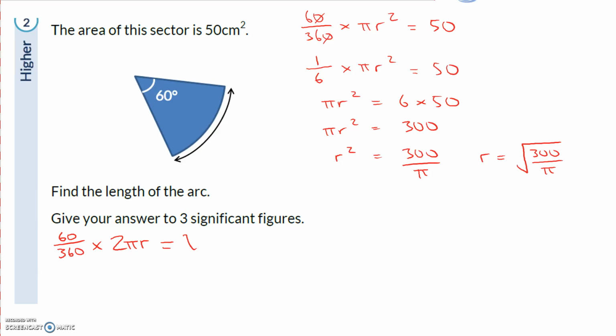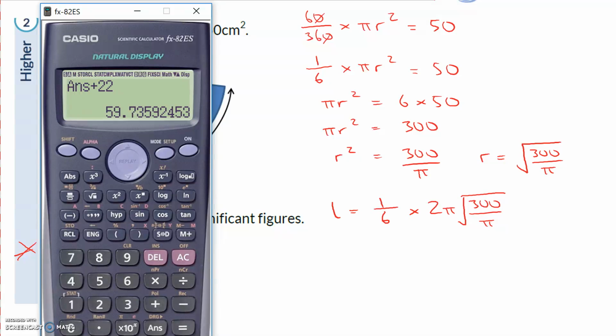Okay, so now we know the radius. It's the square root of 300 divided by pi. And that was all we needed to know to use the first equation here that we wanted. So we're now going to work out the arc length. And we know the arc length is 60 divided by 360. But we already said that's a sixth, times 2 times pi times r. And we now know r is the square root of 300 divided by pi. Okay. So now we can do some calculating.